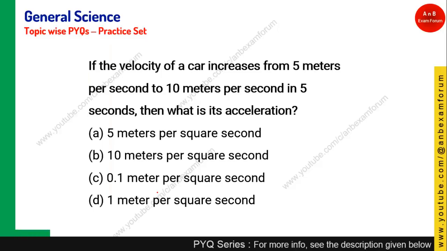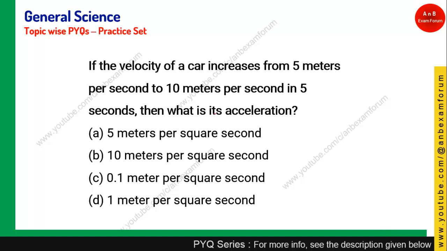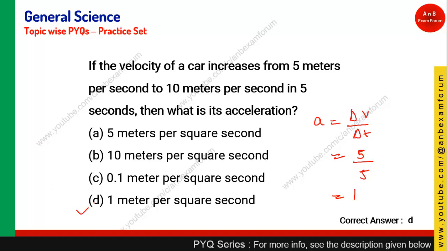Let's see the next question. If the velocity of a car increases from 5 meter per second to 10 meter per second, then what is the acceleration? So just now we have seen acceleration is change in velocity by change in time. So here velocity changes from 5 meter per second to 10 meter per second. It means the change is 5 meter per second and time is 5. So it is 1 meter per second square. Okay, so option D is the right answer.